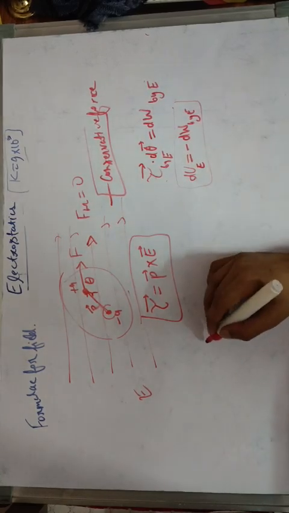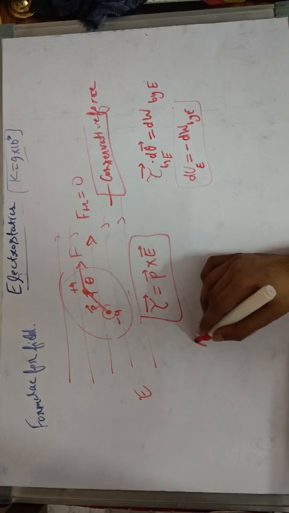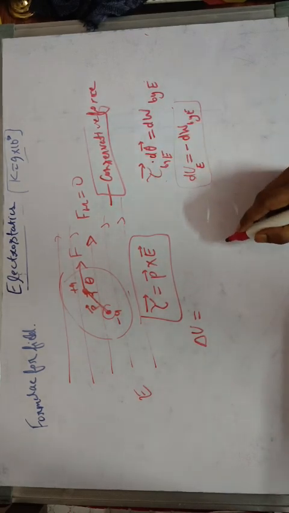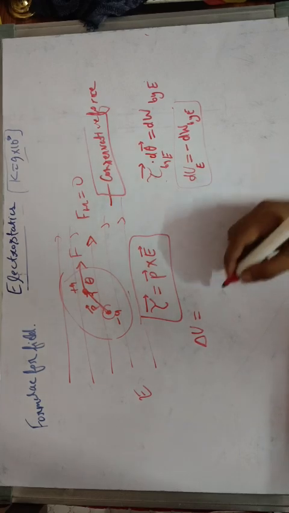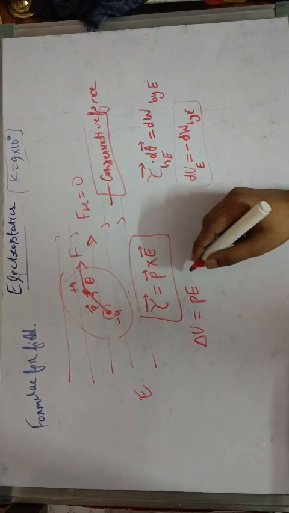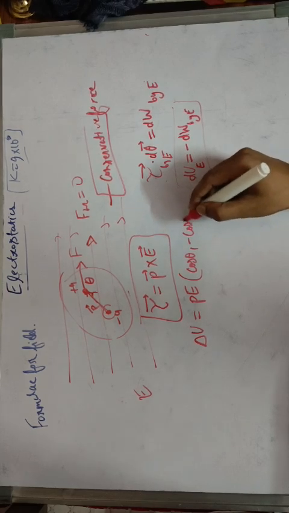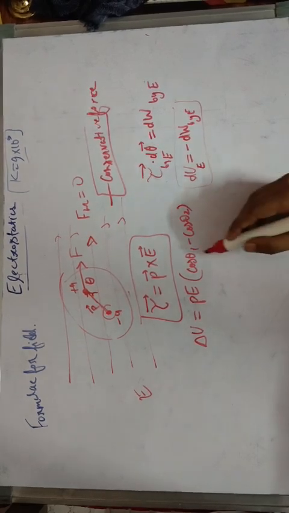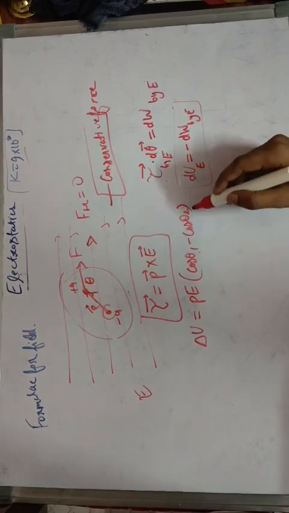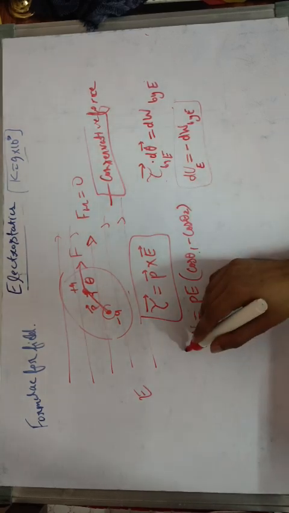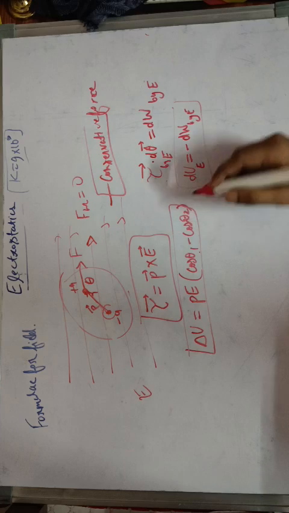So we get the delta U is equal to integration of this tau d theta, which gives PE into cos theta 1 minus cos theta 2, where theta 1 is the final angle and theta 2 is the initial angle. This is the change in potential energy.